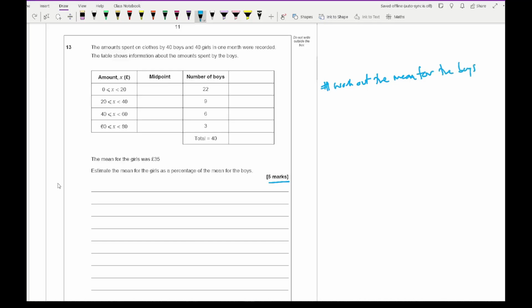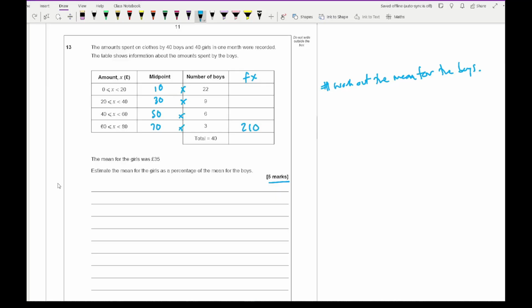And how do I do that? Well, I complete this table. So the midpoints, I work them out, so that's going to be 10, 30, 50 and 70. And then I need to create my fx column. And so how do I do that? Well, I just simply multiply these two numbers together.